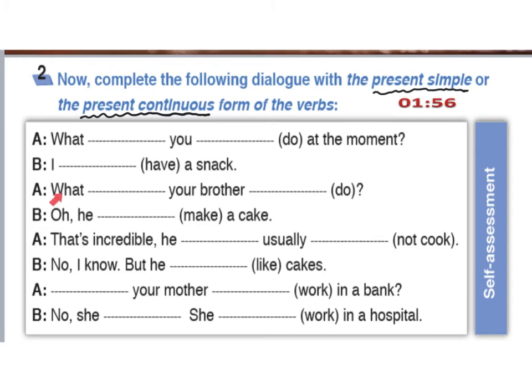Number 2, what is your brother doing? Oh, he is making a cake. The same for making. When I add ing to the verb make, I should omit e, then I add ing. He is making a cake. That's incredible. He does not usually cook. Now I know, but he likes cakes. He likes cake. Okay, this is present simple, and here we have present continuous.